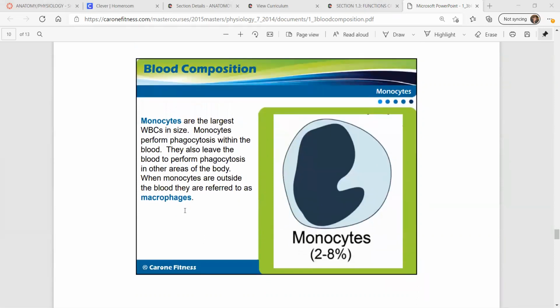Monocytes are the largest white blood cells in size. Monocytes perform phagocytosis within the blood. They also leave the blood to perform phagocytosis in other areas of the body. When monocytes are outside the blood, they are referred to as macrophages.